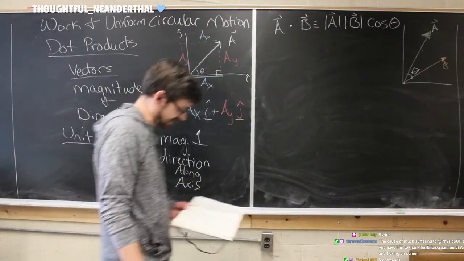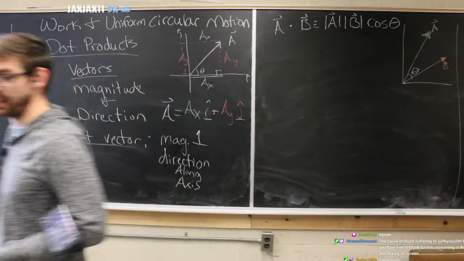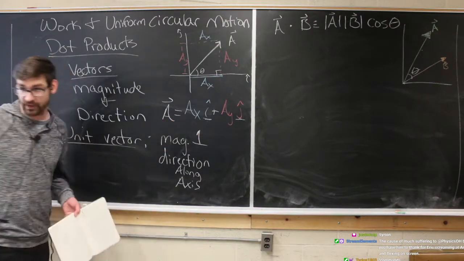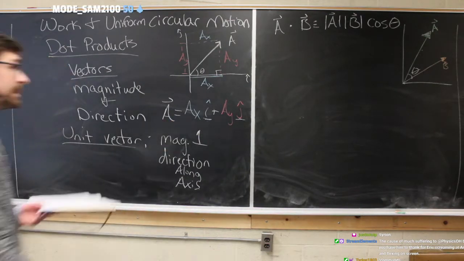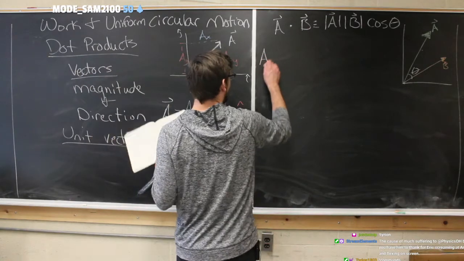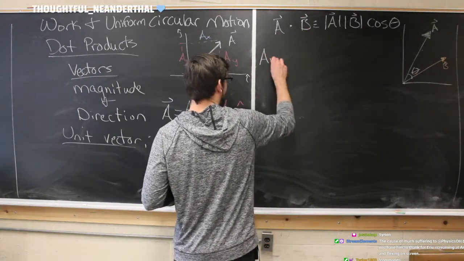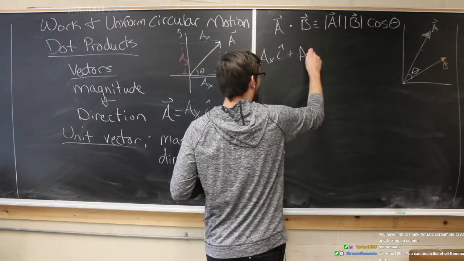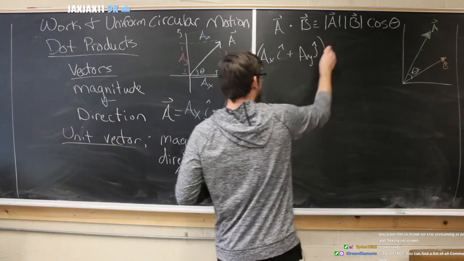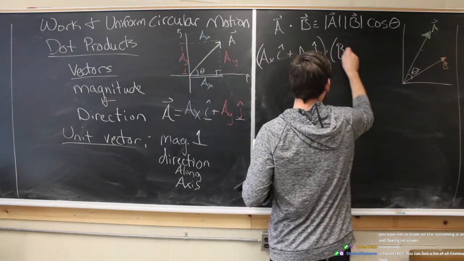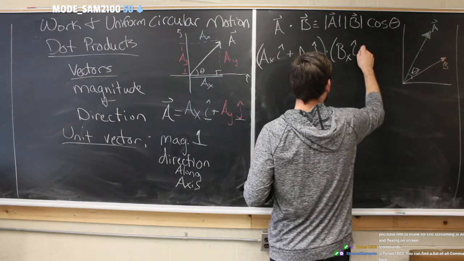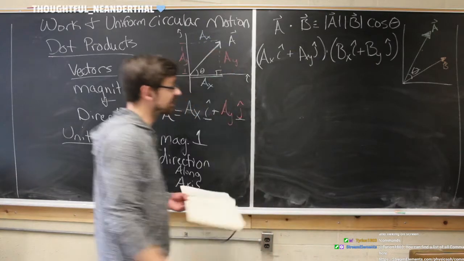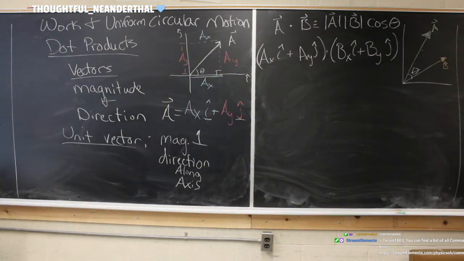Another way we could write it is, what happens if we wrote out the entire vectors, much like this, and then we FOILed them, or distributed them. So let's do that as well. A is equal to AX i hat plus AY j hat, dotted with BX i hat plus BY j hat. Okay? So writing all that out, we can do that easily. We just wrote out those two vectors.